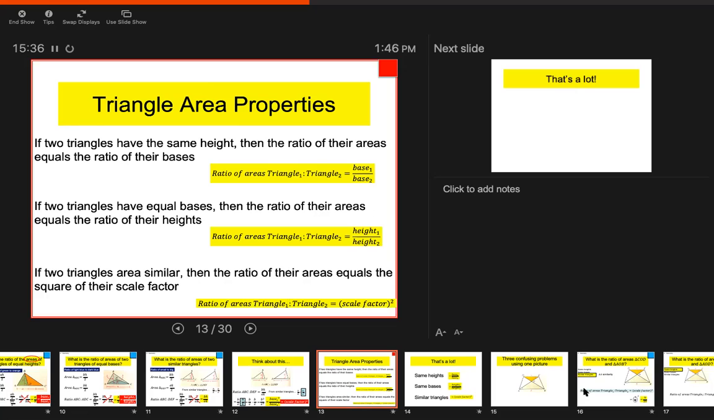Now, if you want to save yourself some time, what I'm circling is what you should write down with the words. You've got to write down what's in black there in the words, but instead of writing everything there in yellow, just write what I circled.